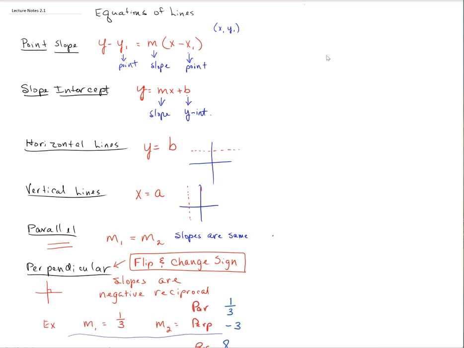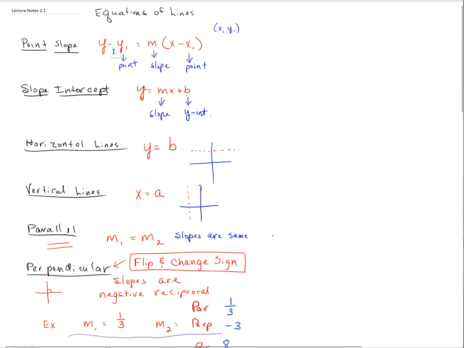This is section 2.1, so we have jumped to chapter 2 after a couple of sections in chapter 1, and we're going to talk about equations of lines. Some of them are probably real familiar to you and some not quite as much, but we're going to go through the basics. So the point slope form is y minus y1 equals m times x minus x1.